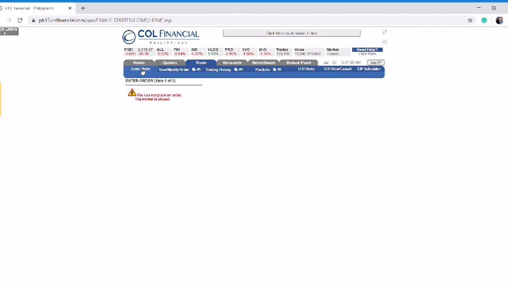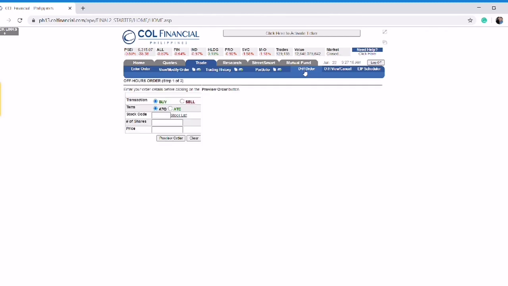However, it doesn't really mean na kapag naka-offline or naka-close ang market, hindi ka na pwede bumili. Pwede ka pa rin mag-bid. Pumunta ka lang sa OH order. Ito yung section. Kasi dyan, pwede kang mag-bid ng price na gusto mo.